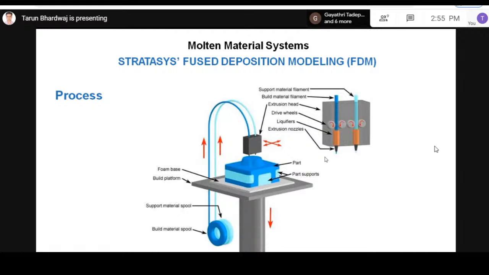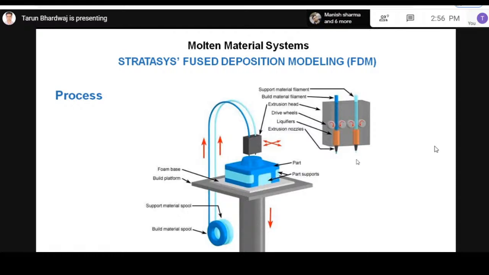just like we sometimes use wire EDM, but that wire EDM is mainly used for metals. For polymers, we can directly hammer it and remove it. The support structure filament is there, and the build material filament is there. This is the extrusion head. These are the drive wheels, which are numerically controlled, meaning they work according to how much build filament or support filament we require. And then we have the liquefier. The liquefier holds the molten material, and these are the external nozzles.